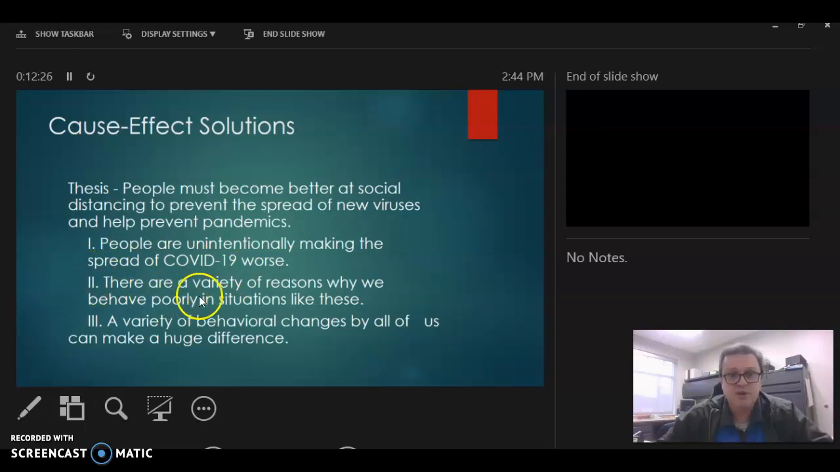So then main point two: there are a variety of reasons why we behave in these situations. We don't see any regular symptoms in ourselves. We don't believe that we actually are at risk or worry about the spread. We may think it's overblown, that the media is making something out of nothing. There are all kinds of issues in there, right? And then main point three: what are the behavioral changes that all of us need to make to make a big difference in flattening the curve, right? That whole thing that they've talked about a million times over the last few months. Or the last few weeks, sorry.